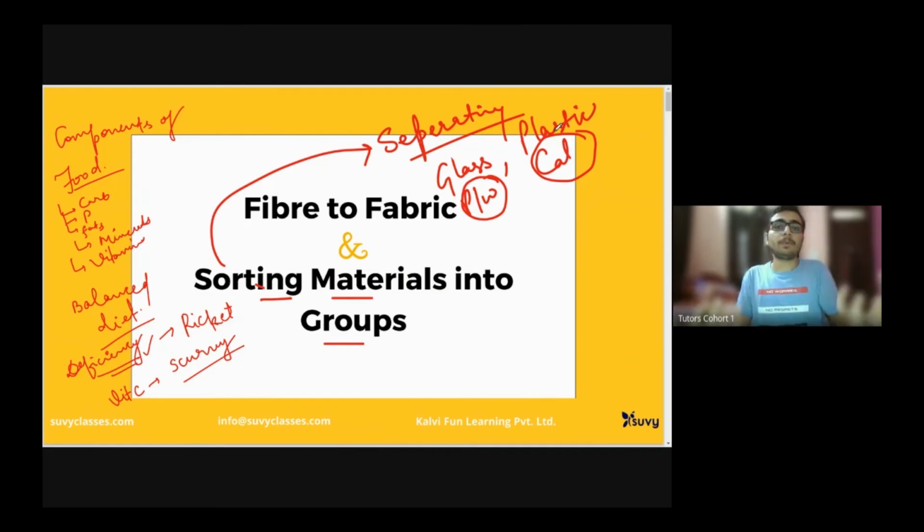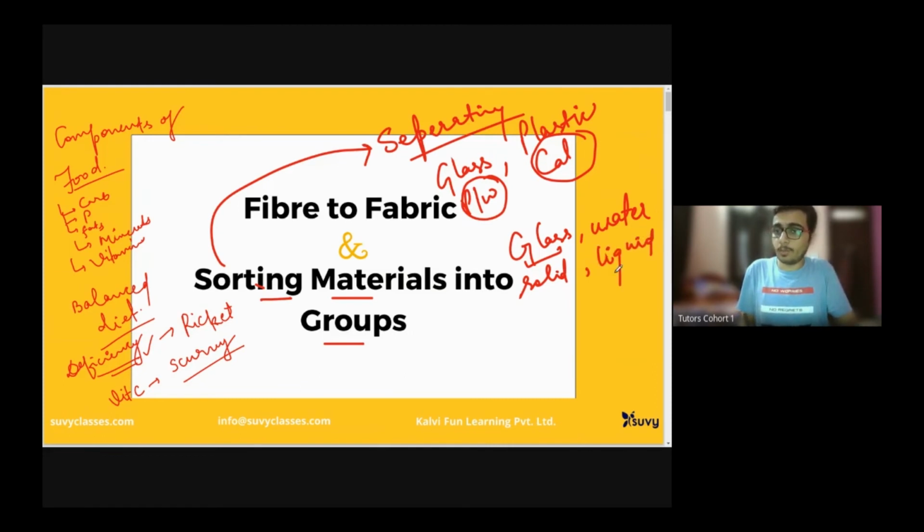So I will keep this paperweight in the group of objects made from glass, and I'll keep the calculator in a group of objects made up of plastics. Fine. Like if I have to segregate glass and water, what will I say? That this glass paperweight is solid and water is a liquid. So water will be kept in a group of liquid materials, and glass will be kept where we talk about materials made up of solids. All right. So that's the basic thing.